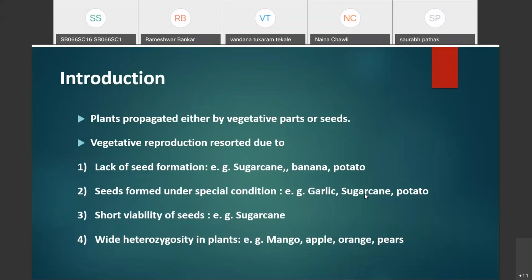What is the reason behind that? These plants are producing the seeds, but the farmers are using the vegetative parts of these plants. That happens mainly in plants like the mango, citrus, apple, pears and orange, because these plants are highly heterozygous. These are having a high degree of polyploidy. These plants are highly heterozygous.